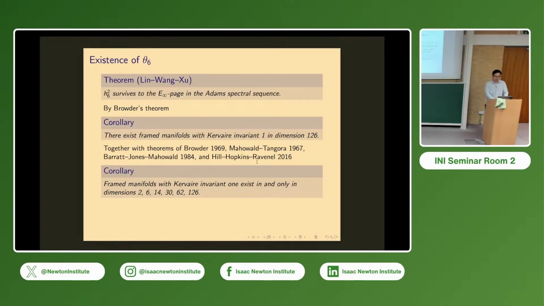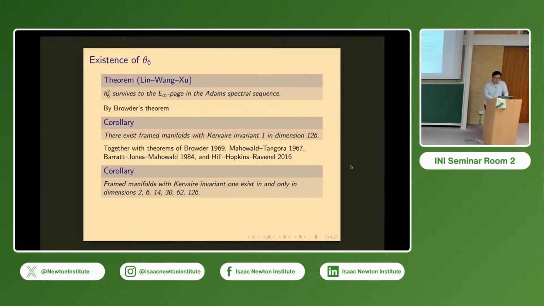And Hill-Hopkins-Ravenel proved that for the later dimensions, starting from 254, the elements h7 squared and later ones do not survive in the Adams spectral sequence. And therefore, there are no manifolds of Kervaire invariant 1 in higher dimensions. So this theorem today is more about this specific last case, 126.